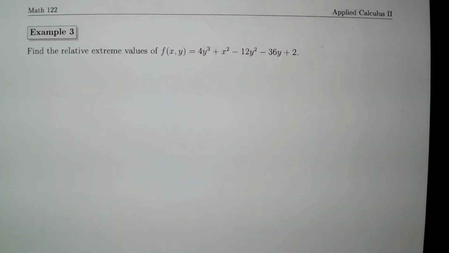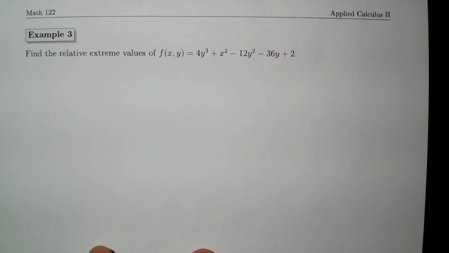All right, let's look at another example on the next page. Find the relative extreme values of f of x, y equals 4y cubed plus x squared minus 12y squared minus 36y plus 2. All right, let's have a look at that example.